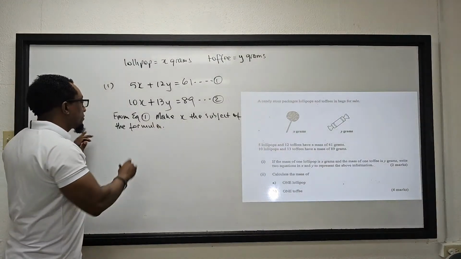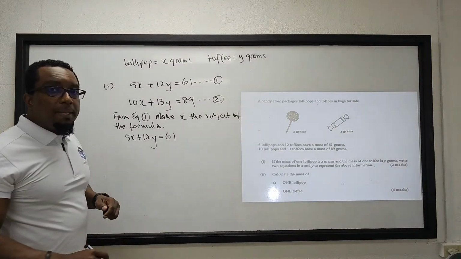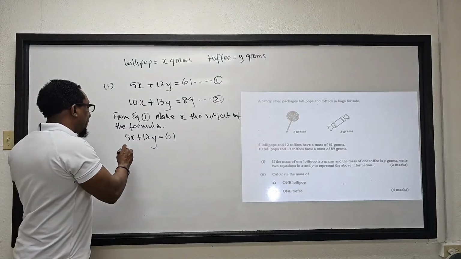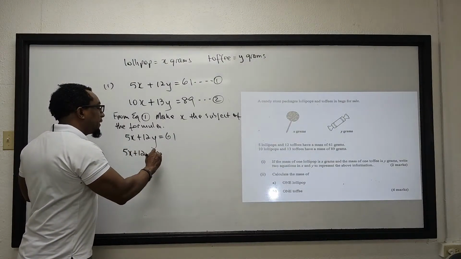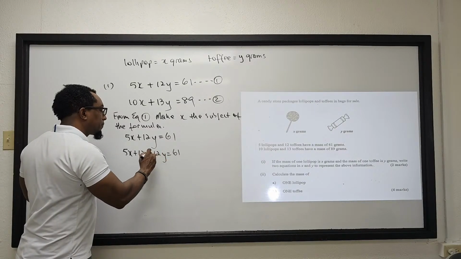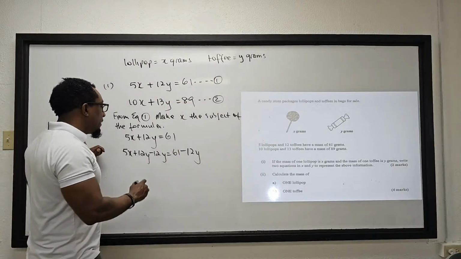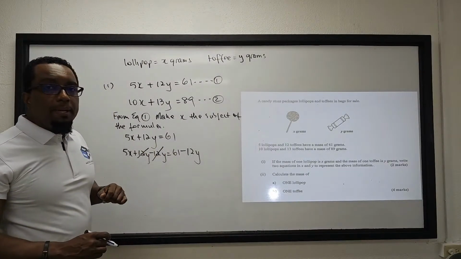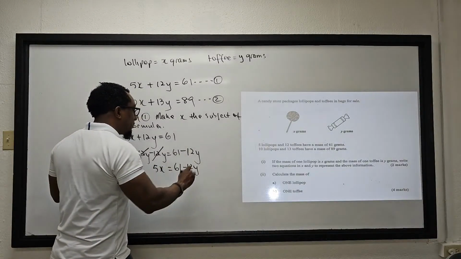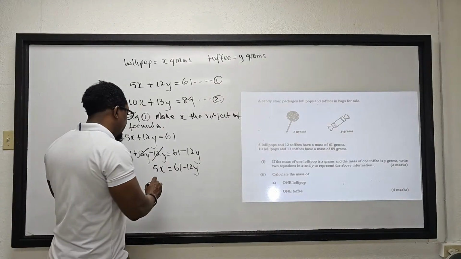So I have 5x plus 12y is equal to 61. And let me make x the subject of the formula. It means I'm going to remove positive 12y first by subtracting 12y from both sides. And when my two 12y's on the left cancel to become 0, I will be left with 5x is equal to 61, subtract 12y, and therefore to make x the subject, I'm going to divide both sides by 5.